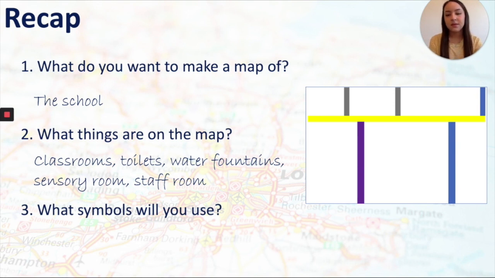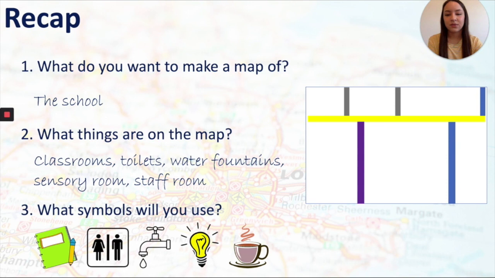So in terms of symbols I will use, these are the symbols I've chosen. So the notebook for classrooms, the toilet symbol, the water tap for water fountains, the light bulb for the sensory room. I wasn't sure what to use. You might come up with your own ideas, but I thought about the light bulb because of all of the different lights you can see in the sensory room, and a cup of coffee for the staff room. So those are my answers and those are my symbols I'm going to use today.